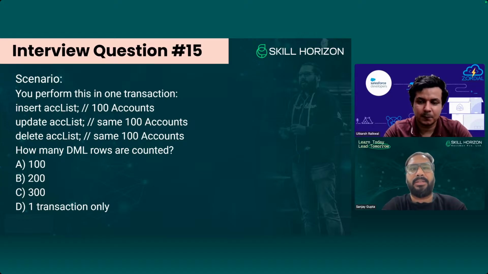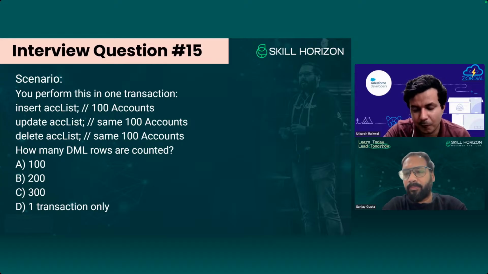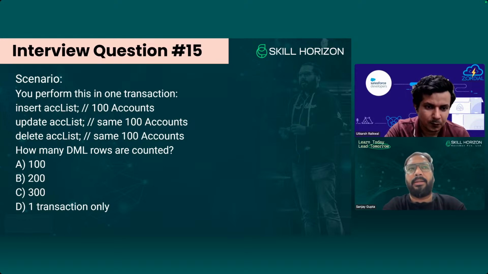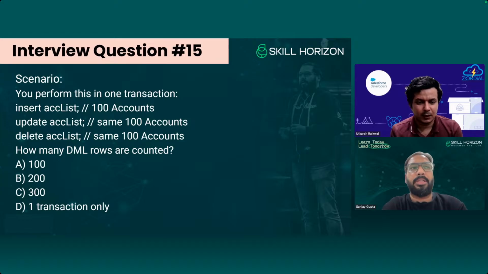I would suggest like 300. But you guys can try. Again, I would say you guys can try this. Just create 100 records. First of all, add all 100 into the ACC list, then do insert, then do some changes and then update the same list, and then delete the same list. In my opinion, it should be 300 because 3 DMLs are processing 100 records every time. Yeah, you are correct, sir. 300 would be perfect. So 3 DML statements and 300 DML rows.